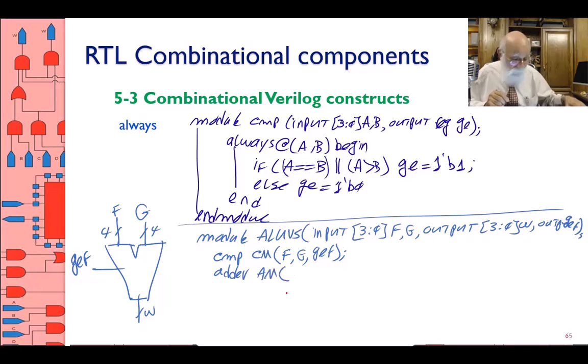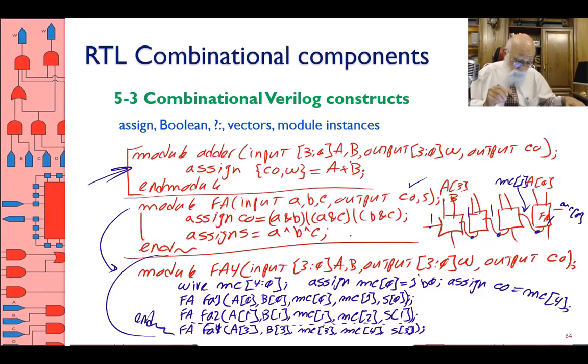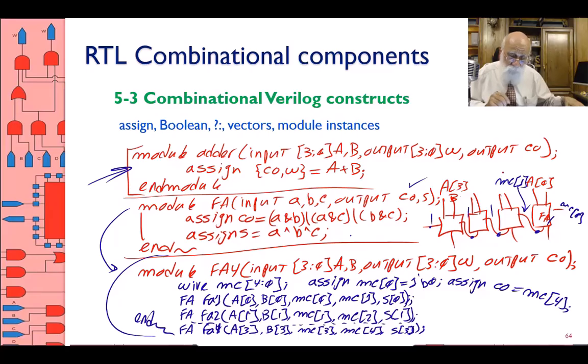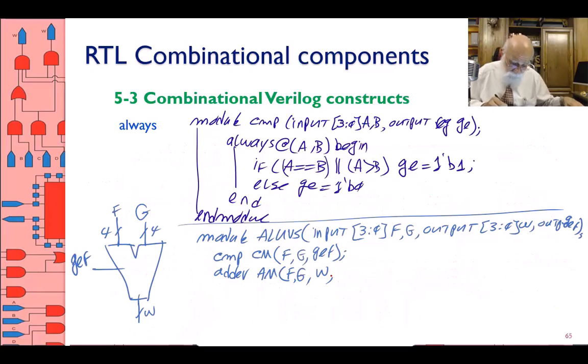Now, what are the ports for the adder? The order is A, B, and W, and the adder has carry out. I'm not using carry out. So F connects to A, G connects to the second port, W connects to the third port, and the fourth port is the carry out. I'm not using it, so I just leave it empty. That means the carry out comes here, just let it go. Leave it open. And that's the end module.